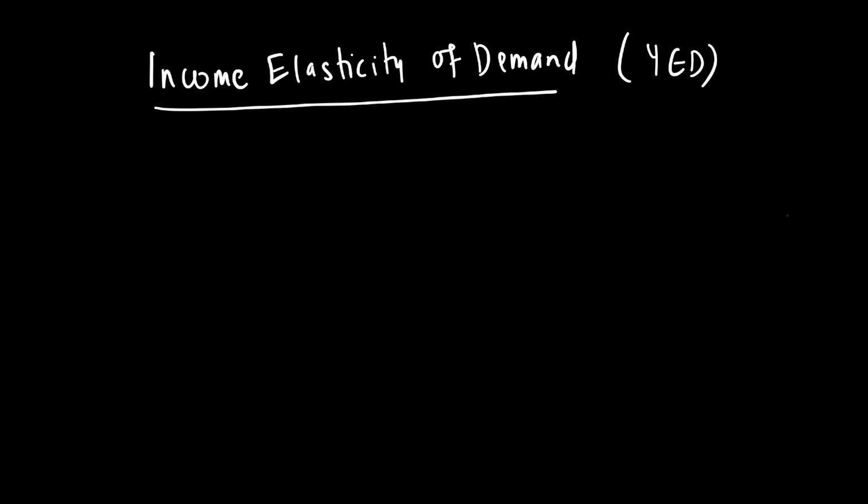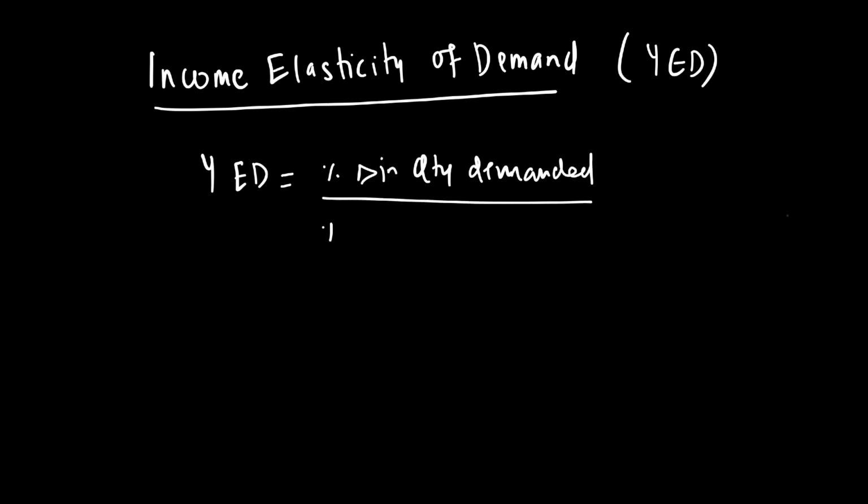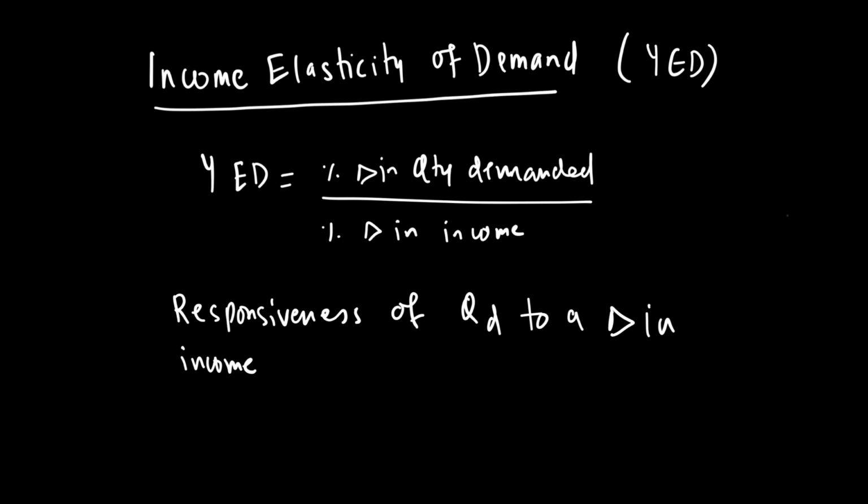Income elasticity of demand is basically the responsiveness of demand to a change in income. The way we express it in terms of a formula is YED is equal to the percentage change in quantity demanded over the percentage change in income. And we say that it's the responsiveness of quantity demanded to a change in income.